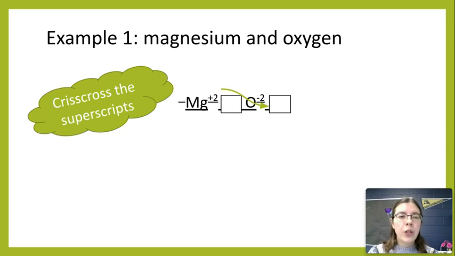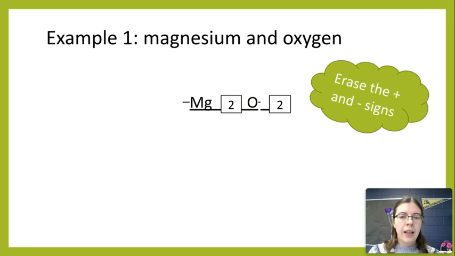So the next thing is we're going to crisscross the superscript numbers. So the plus 2 for magnesium is going to go into the second box. So remember, we trade places. And then the minus 2 from the oxygen is going to go into the first box. Now, once I have that, I erase the positive and the negative sign. So it's just Mg, 2, O, and 2.